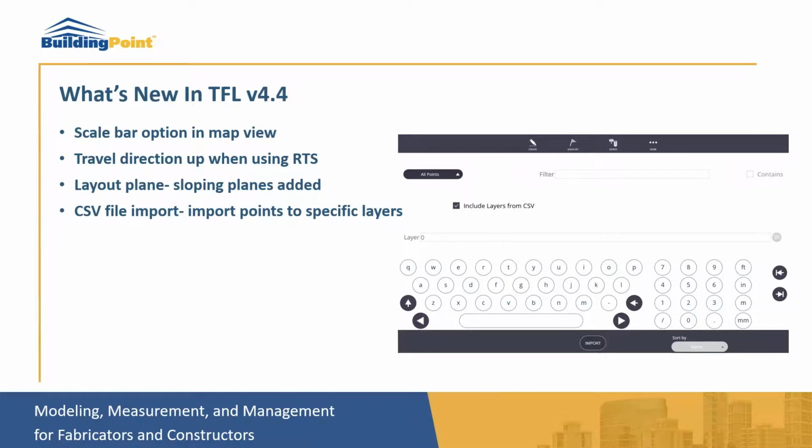So before that, when we imported a CSV file, it would all fall on the same layer, but now we can construct our CSV files and make sure we have a column with the layer information, and then TFL is just going to split everything into the appropriate layer. And even if the layer does not exist in the current TFL job, it will create that layer and put the points directly on the layer.